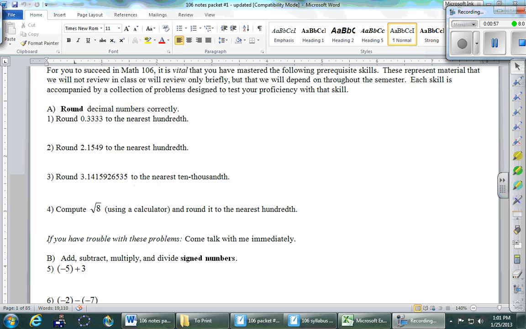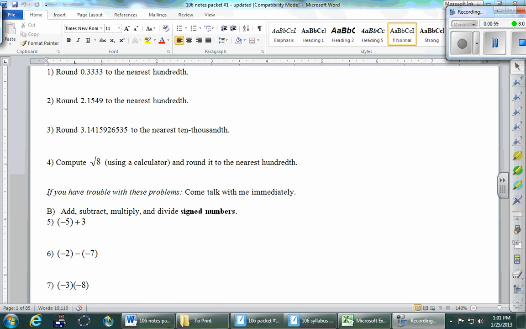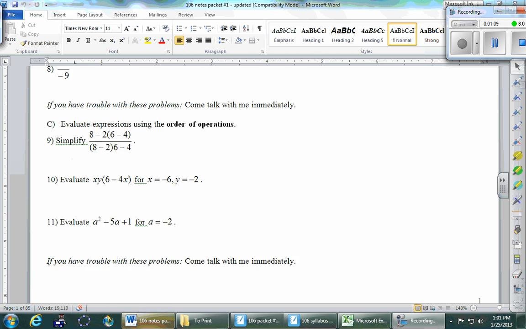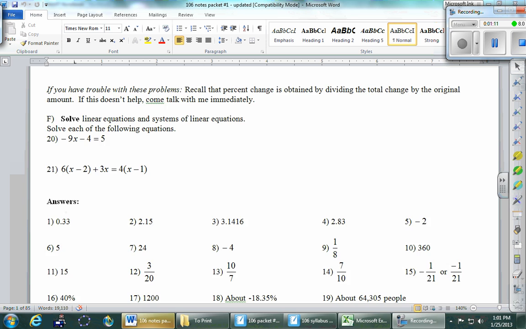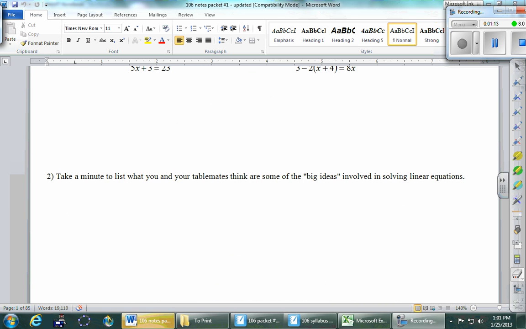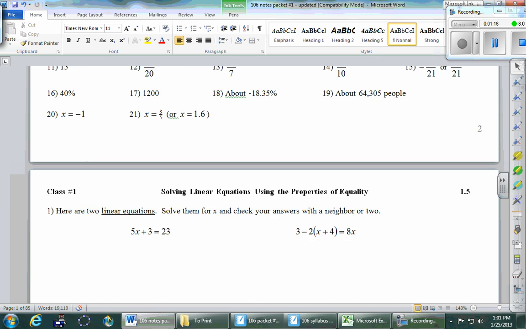At the end of each section here, it says, if you have trouble with these problems, come see me, all right? So it's broken into sections. Let me know ASAP if any of these things are giving you difficulty. I do my best to try to put answers as often as I can, and there's an answer key at the bottom of that page, right there.